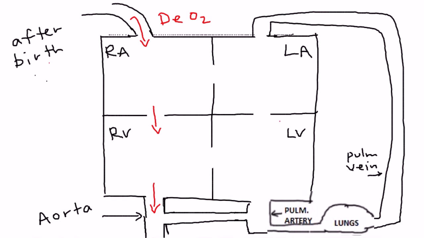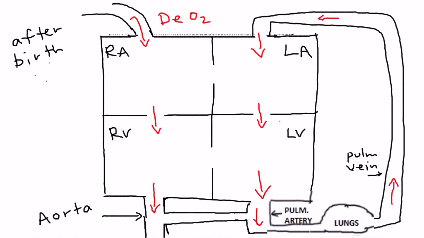Now, what's happening on this side? Well, if there's any blood that goes into the pulmonary artery, it goes to the lung, picks up oxygen, and then travels back through the pulmonary vein to the left atrium. But then it goes right back to the pulmonary artery and then to the lung again. It goes round and round.